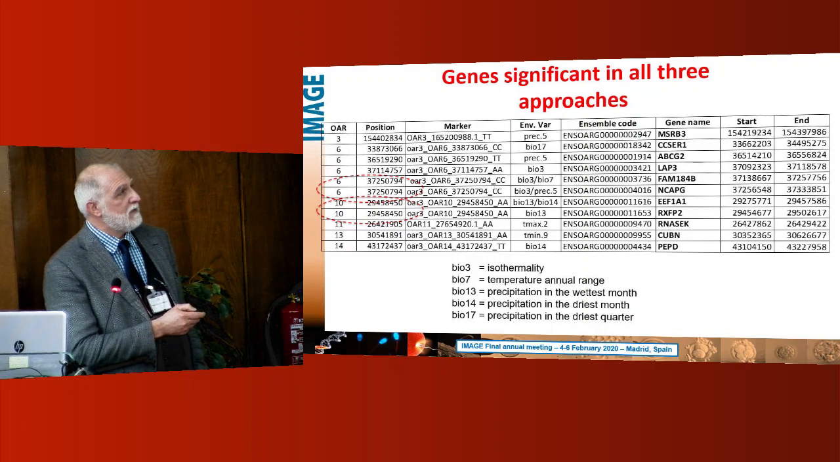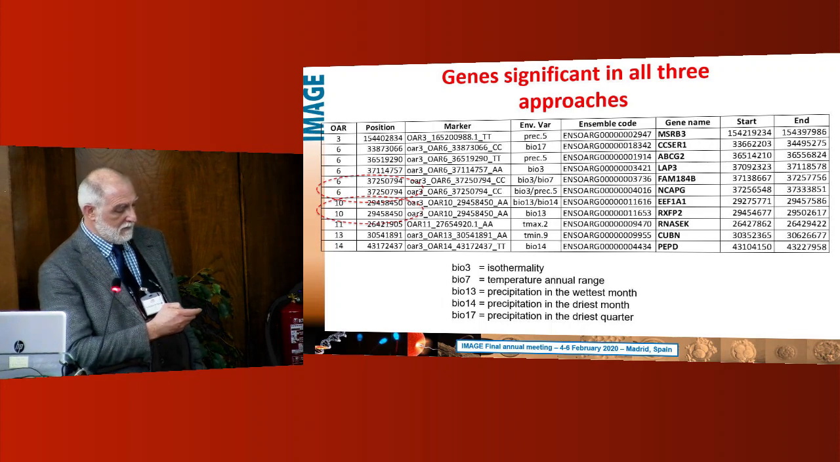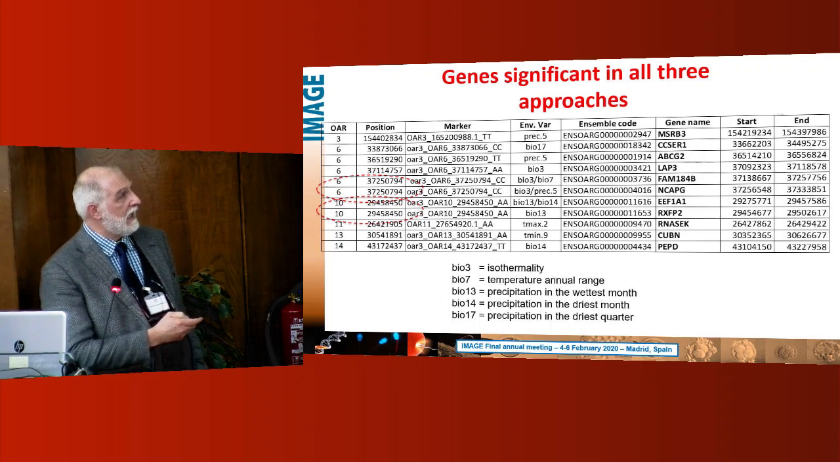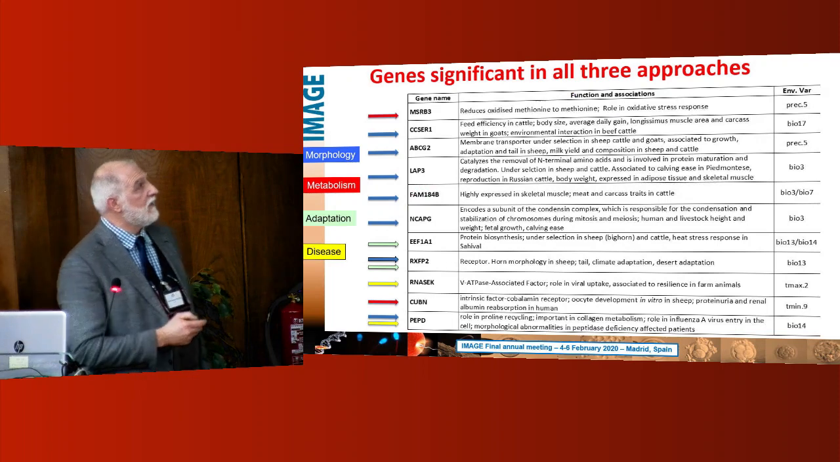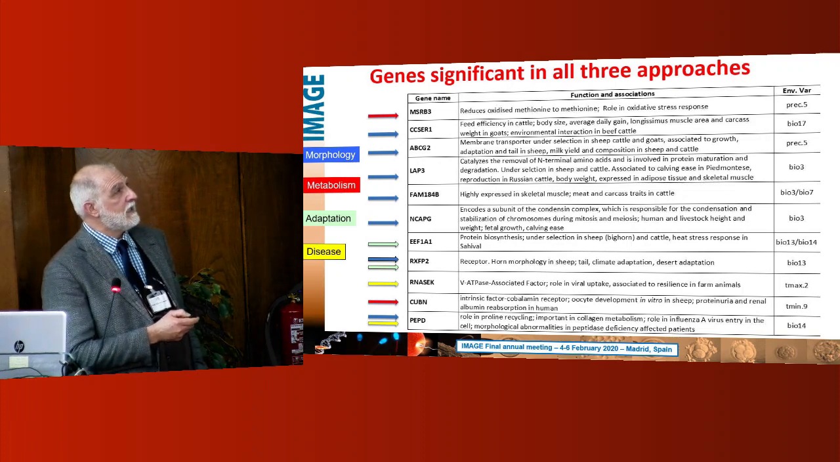Anyway, these were precipitation, and then the bio variables are here: precipitation in the wettest month, in the driest month, in the driest quarter, temperature annual range, and isothermality, okay? We will see some more detail in the next slide. So these are the 11 genes, and an effort to find the function of the gene and the association.